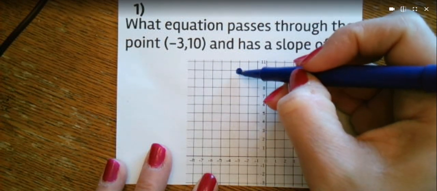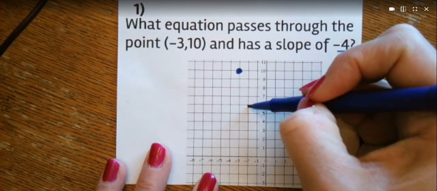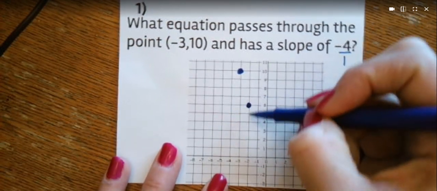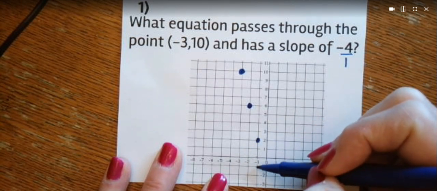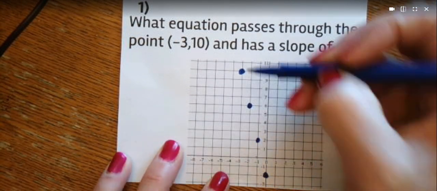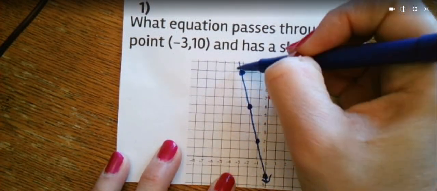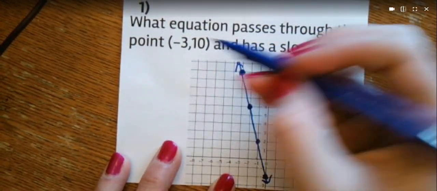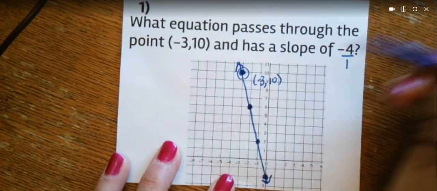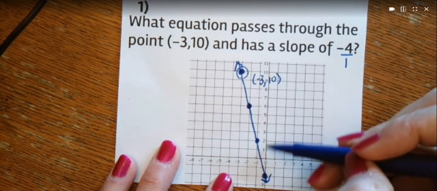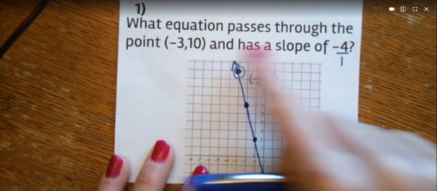I'm going to fall 4, 1, 2, 3, 4, and I'm going to run 1 to the right, because remember, I'm doing the opposite. And I'm going to do it again. Fall 4 and 1 to the right. All right, now you're going to see that I have a line here that goes through the point (-3, 10), and it has a slope of -4, right? Rise 4, run 1, rise 4, run 1. Okay, so my line has both of these parts.